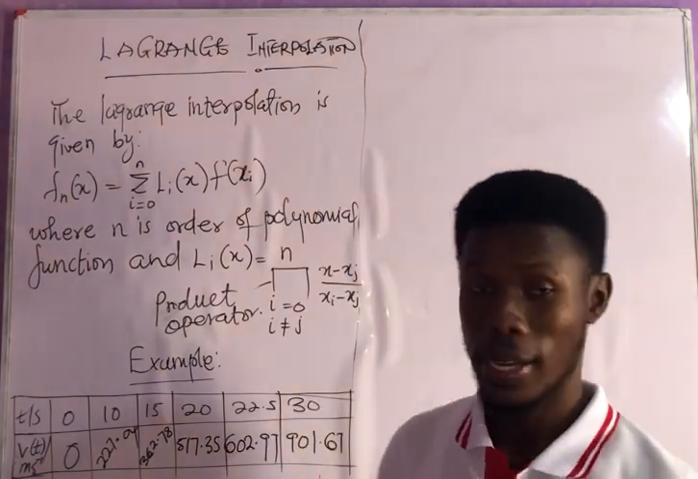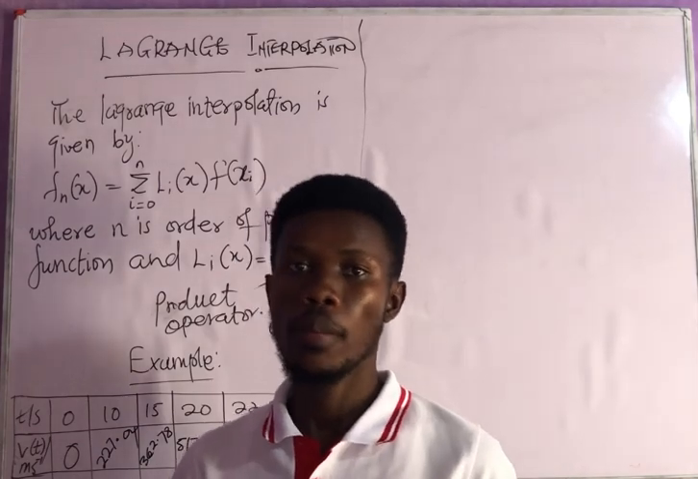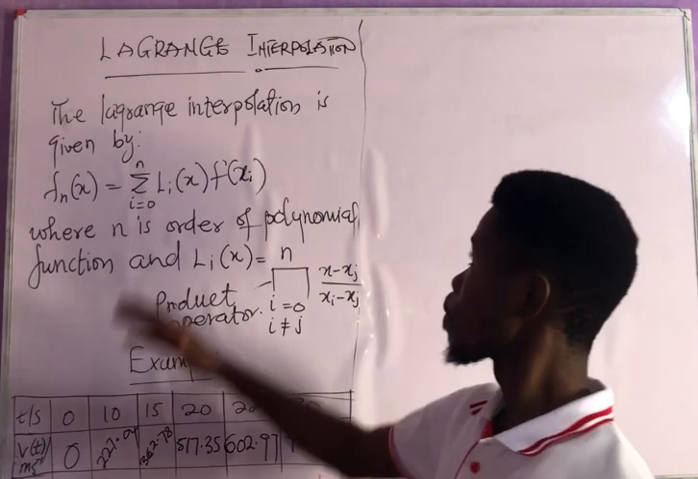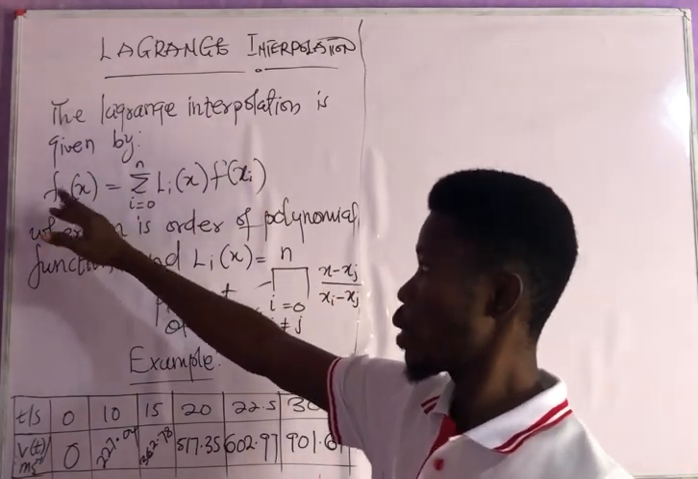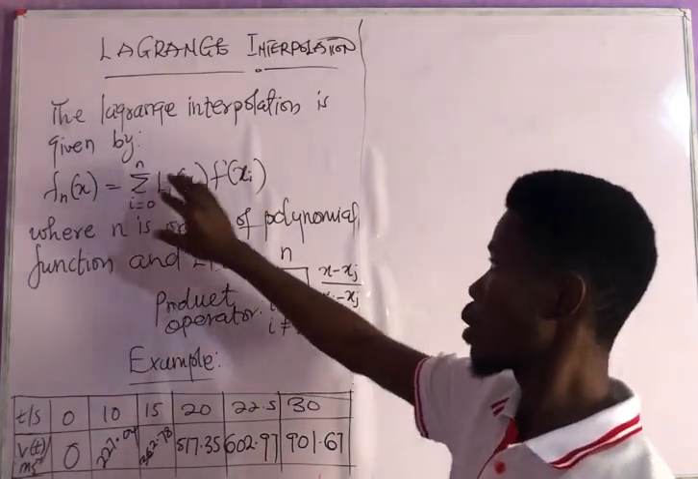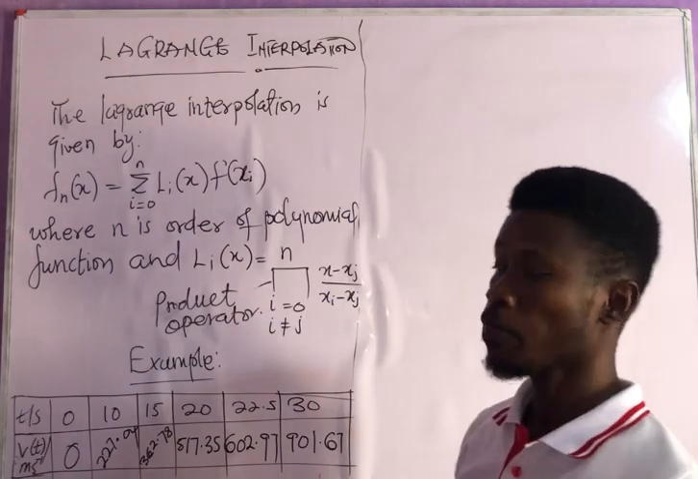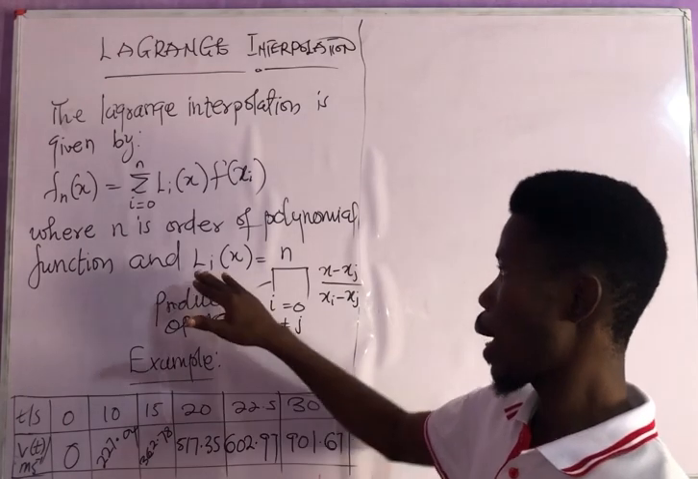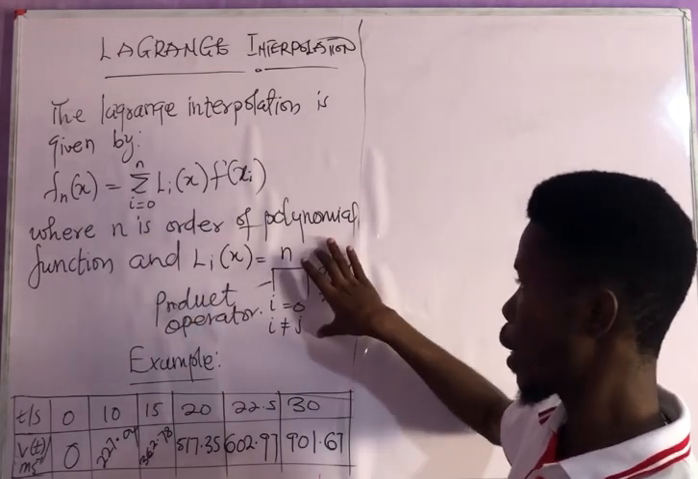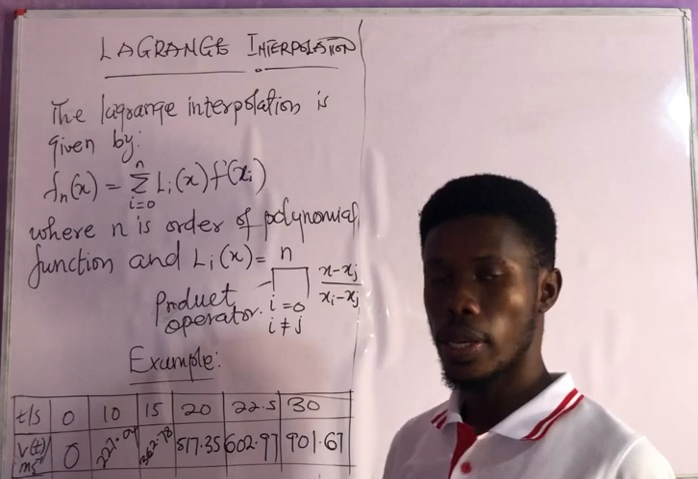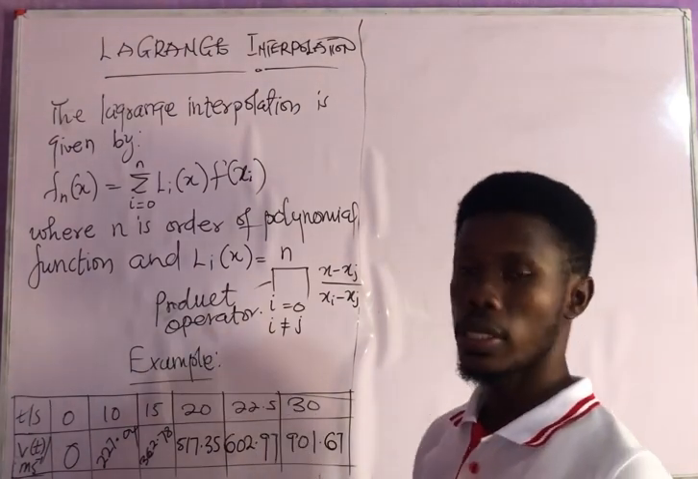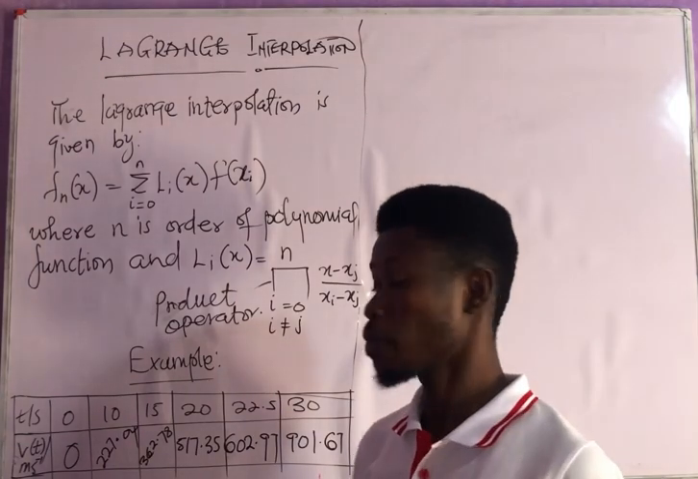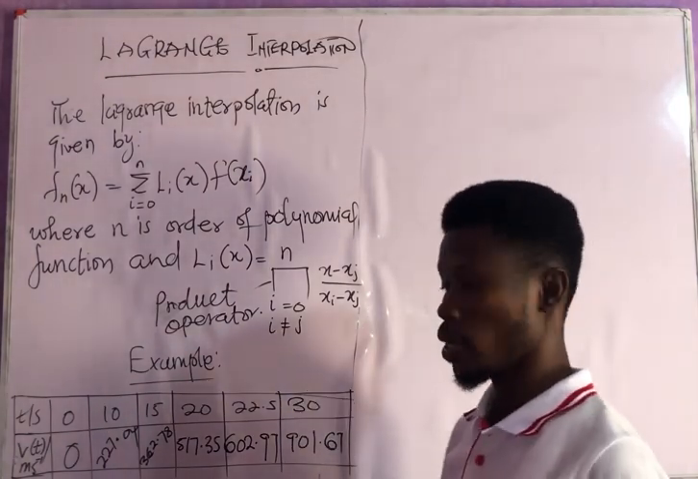Today we are going to look at another method called Lagrange interpolation, and it goes by this formula: f subscript n of x equals the summation of that, okay? Where n is the order of the polynomial function and Li, this one, is given as this. This sign you see here is simply a product operator. In other words, multiplication. You just multiply. Therefore, let's look at an example.